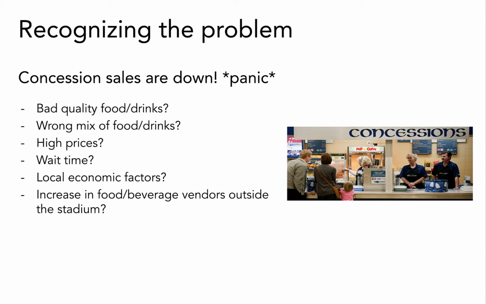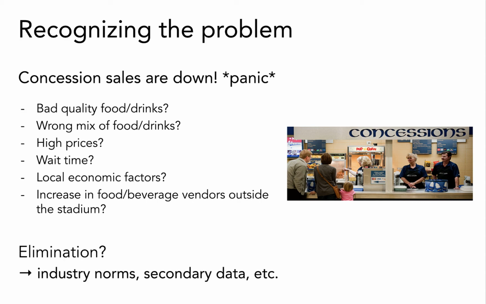So what you can do as a researcher at first is do the elimination game. Start eliminating factors that cannot be the actual cause of this problem. For example, you look at industry norms and see if other concession stands have a similar mix of food and drinks, if they have similar prices, and so on. Look at local economic factors, see if there's a downturn in the economy, see if there's indeed a pandemic. So you can start eliminating based on those preliminary studies you do. This way you will be able to narrow down to a few specific causes of the problem.